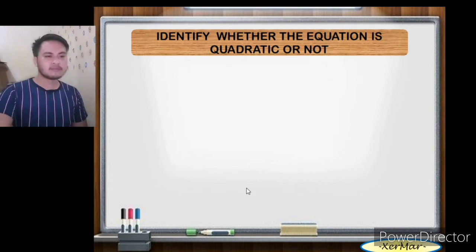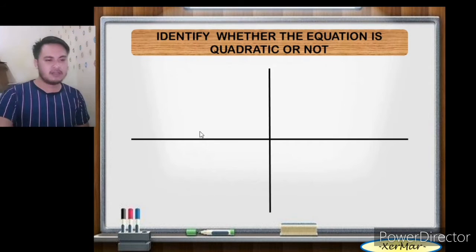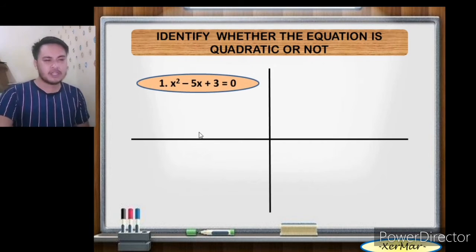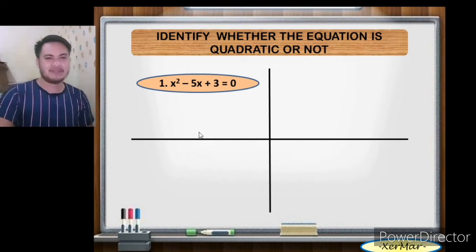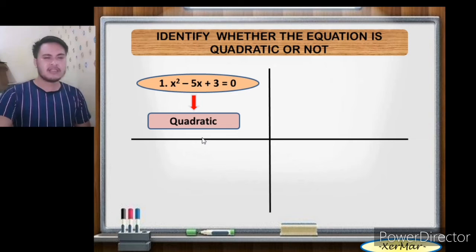Next, identify whether the equation is quadratic or not, based on the definition given a while ago. So we have the first one, x squared minus 5x plus 3 equals 0. So is it quadratic or not? What do you think, guys? Alright, very good. That is quadratic. Why quadratic? Since the highest exponent of x is 2, and that is the requirement for a quadratic equation.